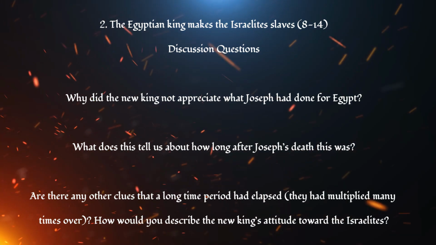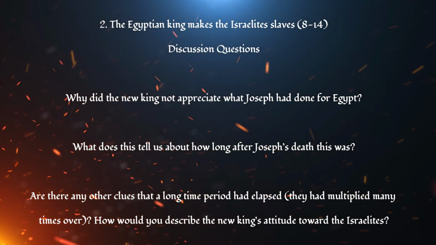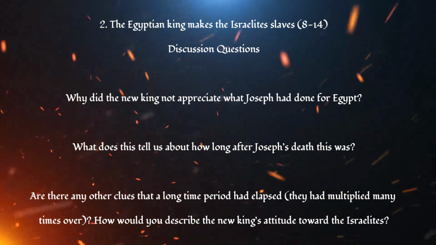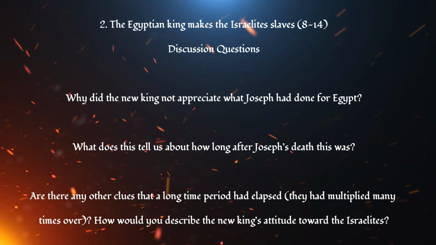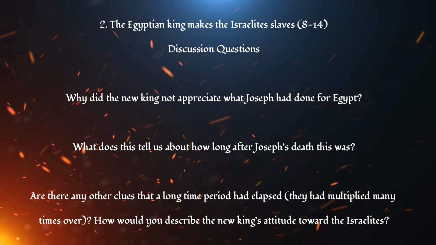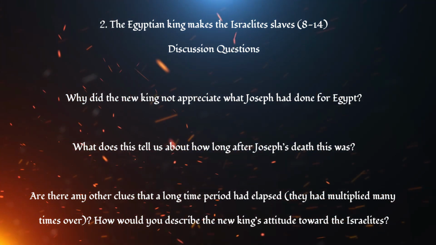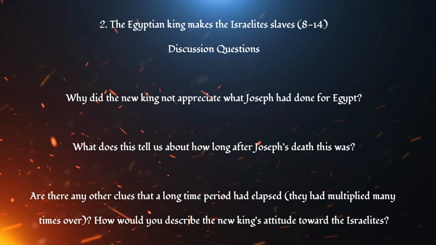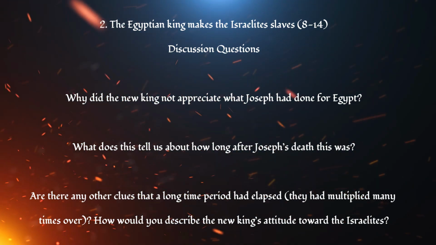2. The Egyptian king makes the Israelites slaves, 8:14. Discussion questions. Why did the new king not appreciate what Joseph had done for Egypt? What does this tell us about how long after Joseph's death this was? Are there any other clues that a long time period had elapsed? They had multiplied many times over.